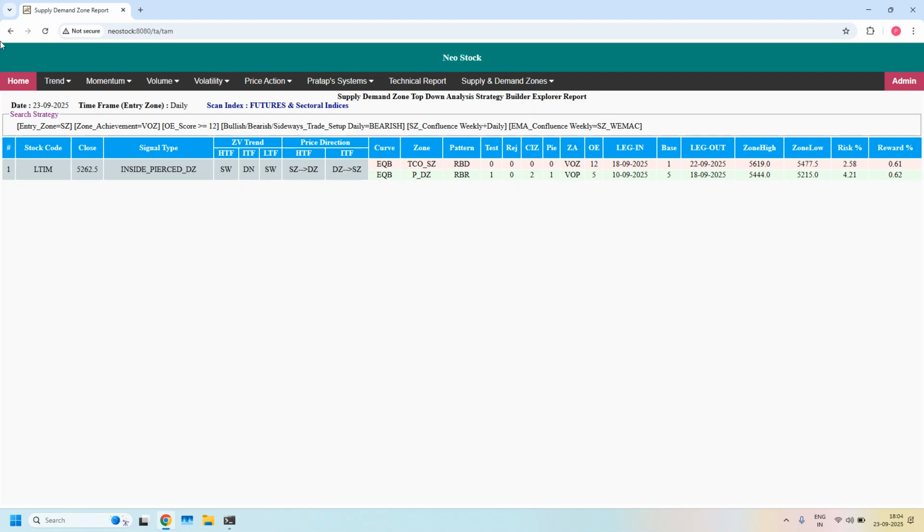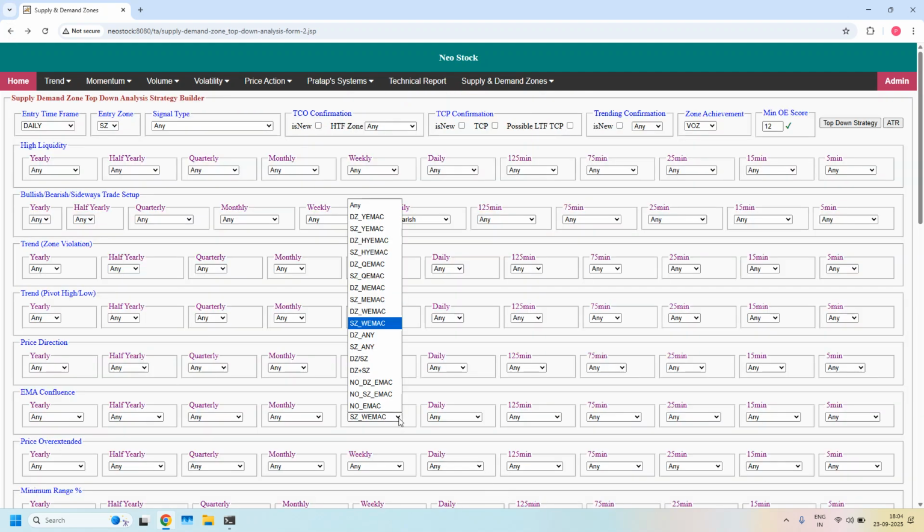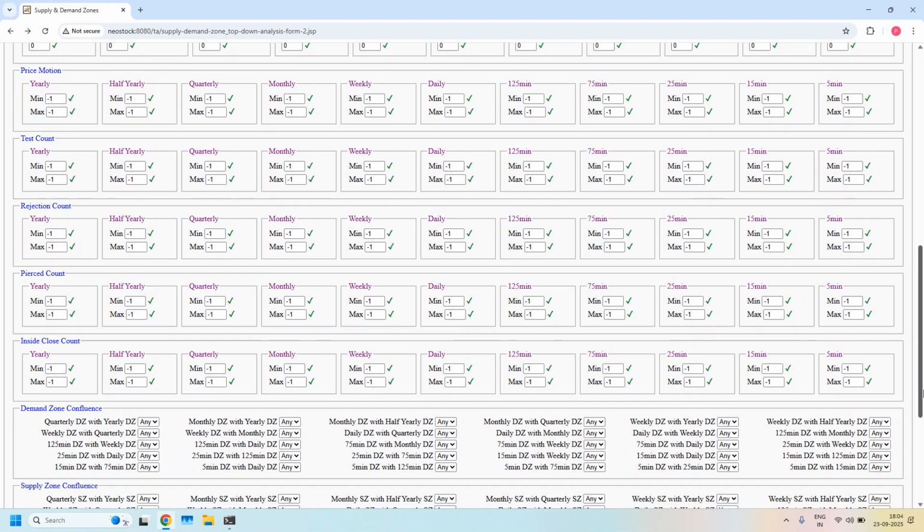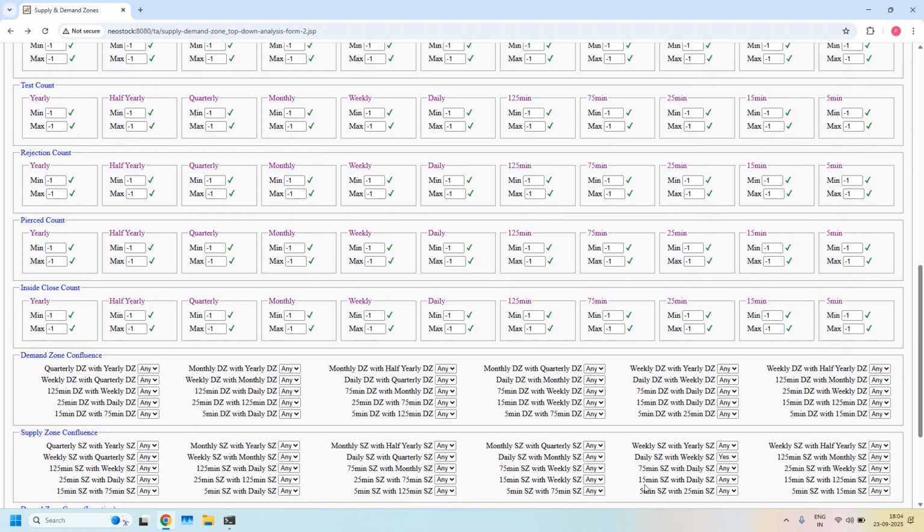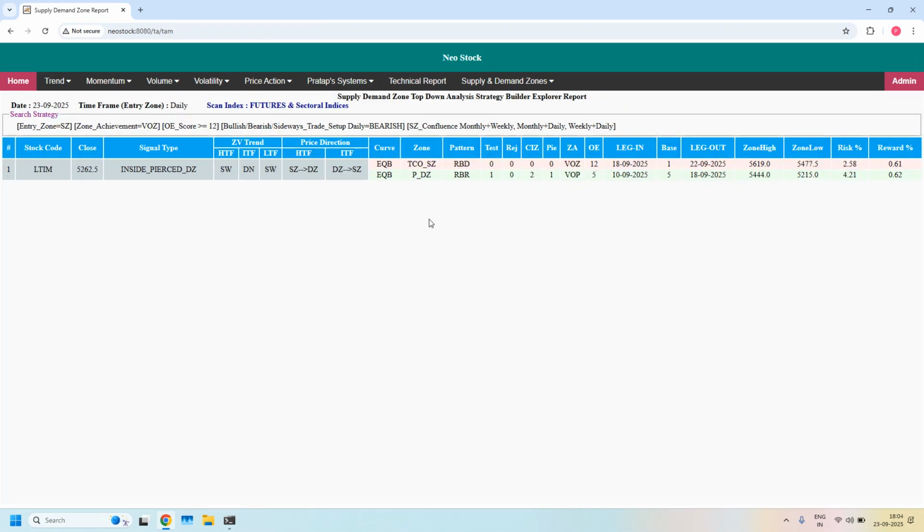LTF, ITF and even HTF supply zone confluence is there or not. Let's verify. Removing the EMA filter. In the supply zone confluence, I am setting 3 filters. First, daily and weekly already enabled. Next, daily and monthly, weekly and monthly supply zone confluence. With all the 3 filters, we got the stock. That means this daily supply zone overlapped with weekly, and both together again overlapped with monthly. Already the weekly supply zone got weekly EMA. That way it got high probability.